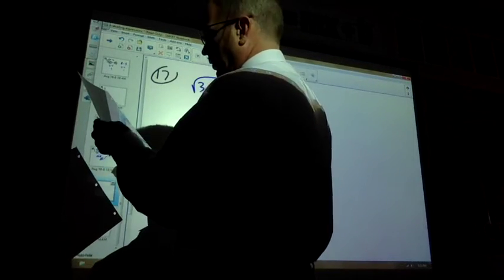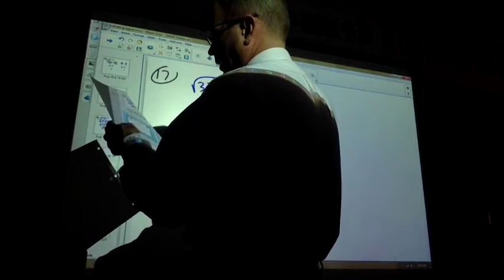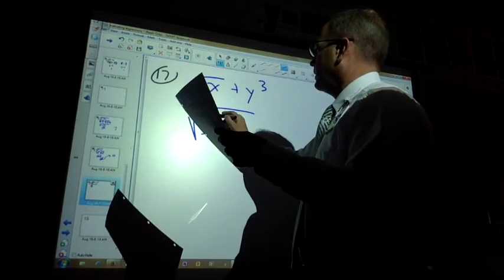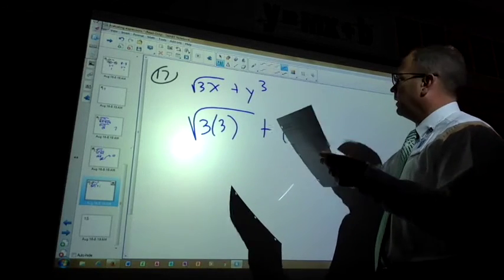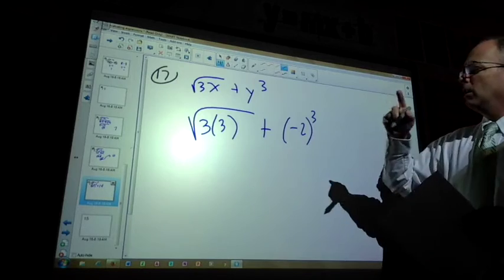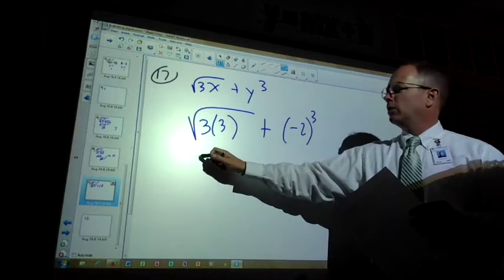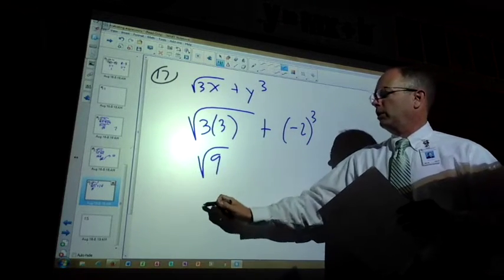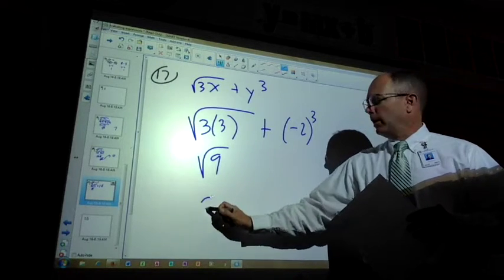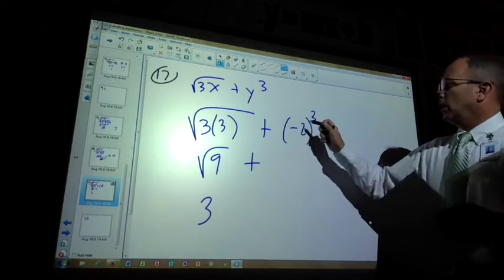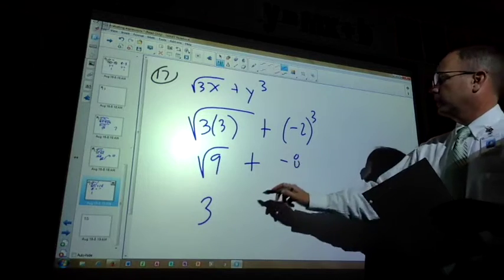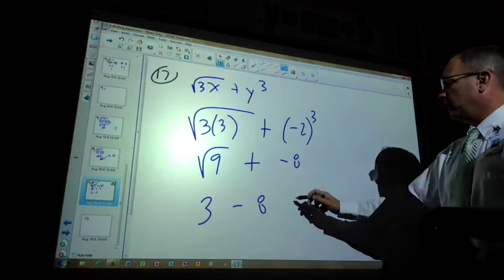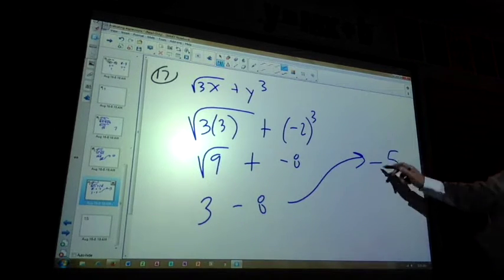Root 3x plus y to the third. So 3 times 3, x is 3, right? And we're going to add negative 2 to the third power. So let's do this one. 3 squared is 9, so we want the square root of 9, which gives me 3, okay? Plus negative 2 times negative 2 times negative 2. Negative 8, I like it. So 3 subtracting 8 yields us an answer of negative 5.